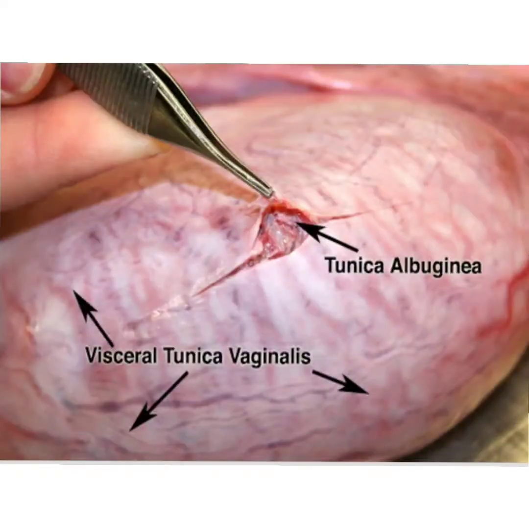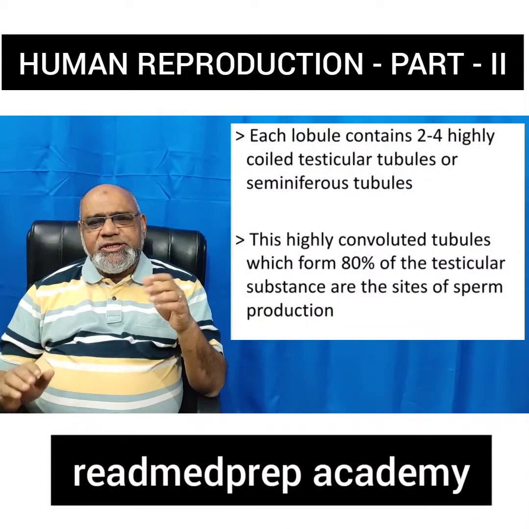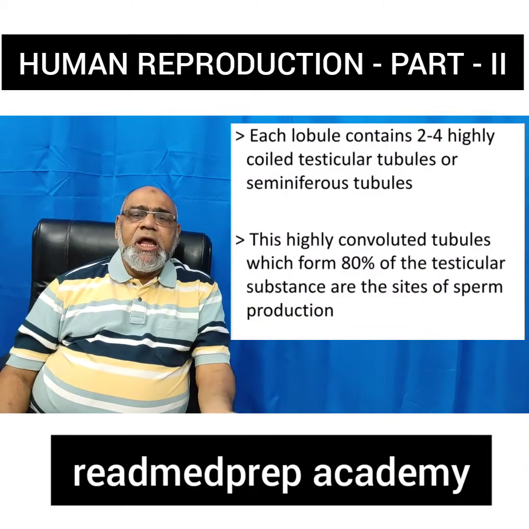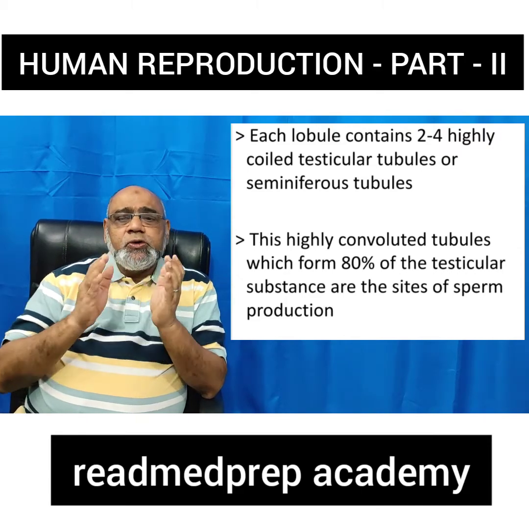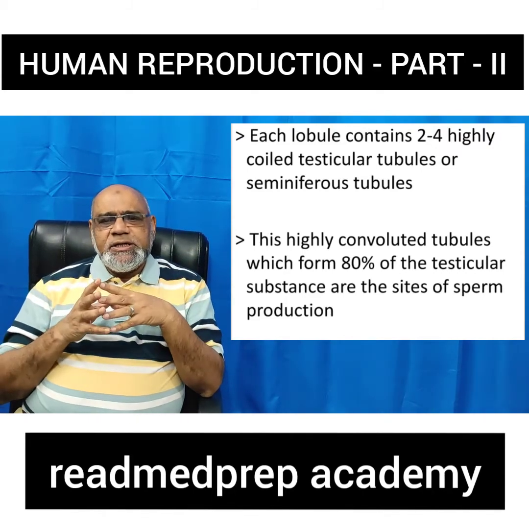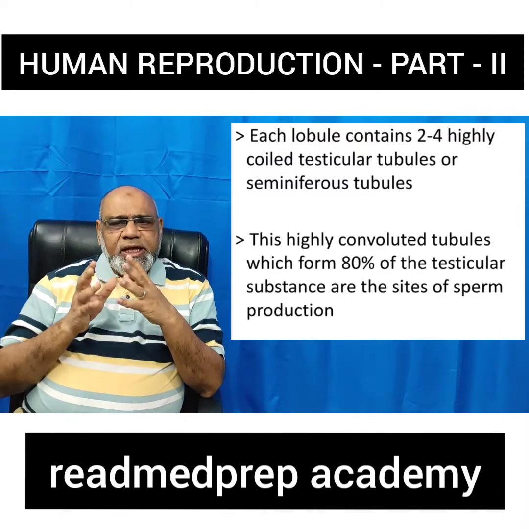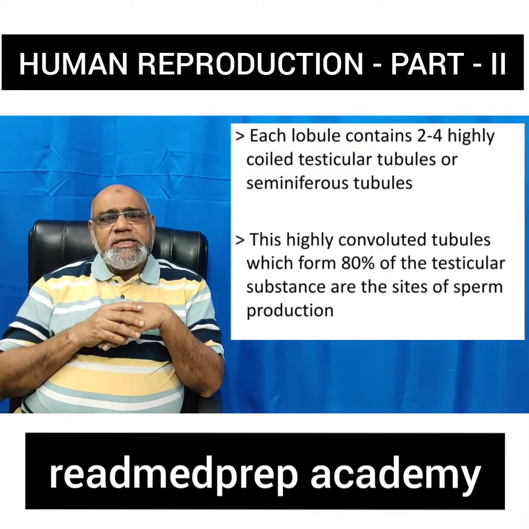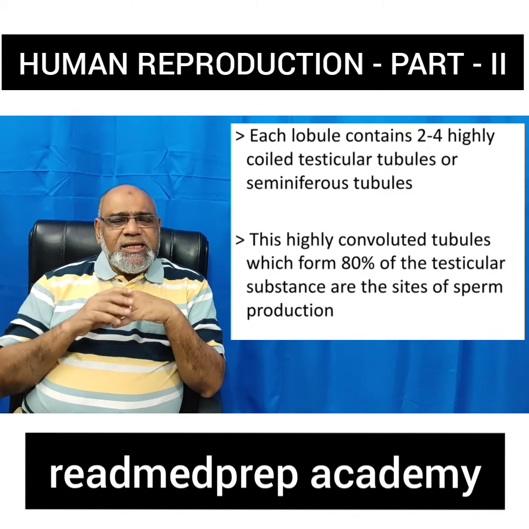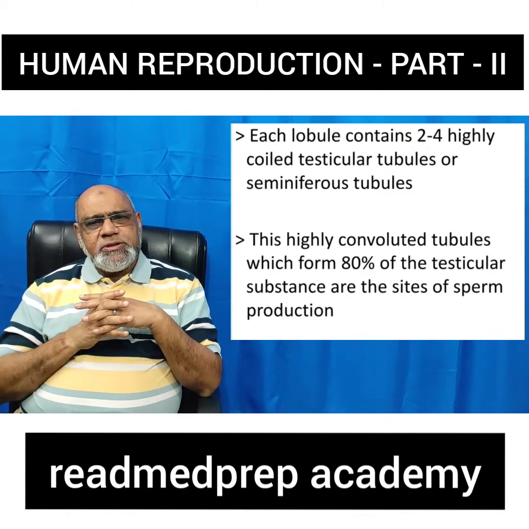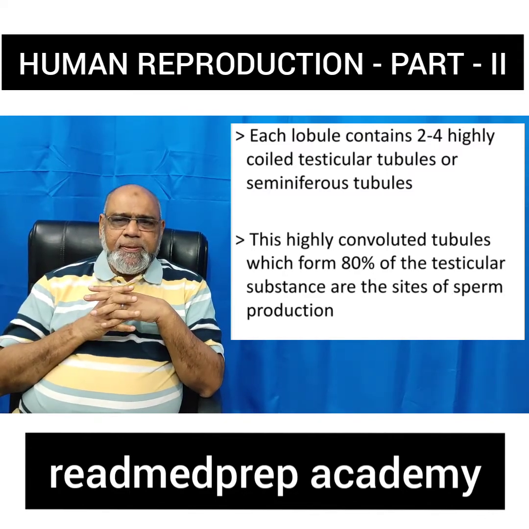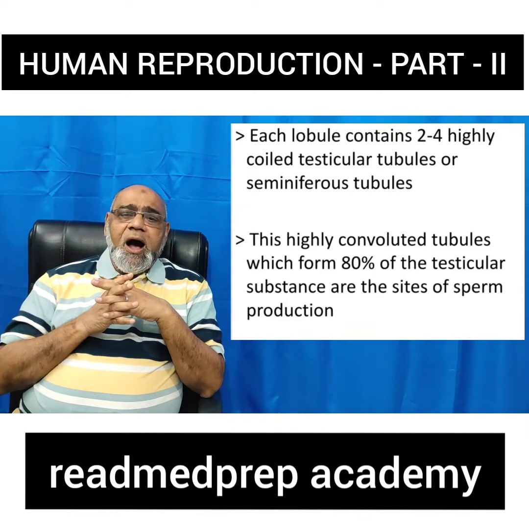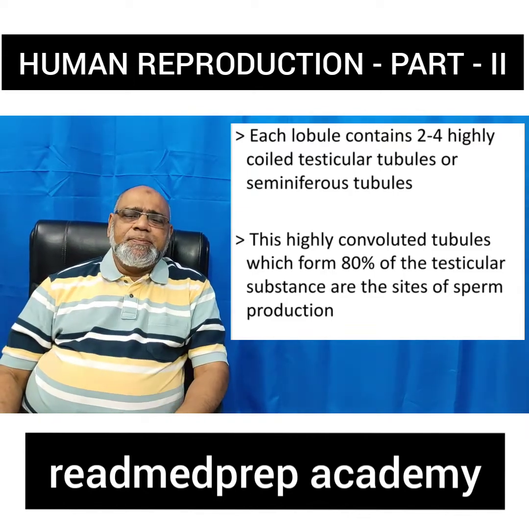Each testis is divided by septa. These septa divide the testis into 200 to 250 lobules. Each lobule contains 2 to 4 highly coiled testicular tubules. These testicular tubules are called seminiferous tubules. These highly convoluted tubules form 80% of the testicular substance. These tubules are the main sites of sperm production.